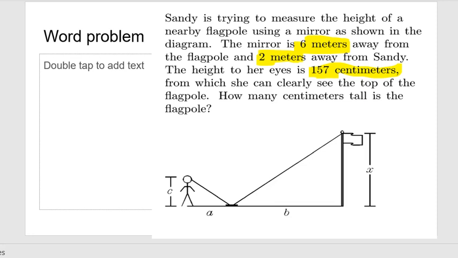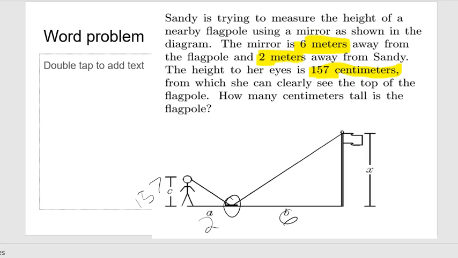Okay, so the first number that was important is that the mirror is 6 meters away from the flagpole. So the mirror, guys, is right here if you didn't know. That means from here to the flagpole is 6. Let's put 6. And from here to Sandy is 2. And her height is 157. And then we're looking for x. So you can see we got a lot of things going on here.